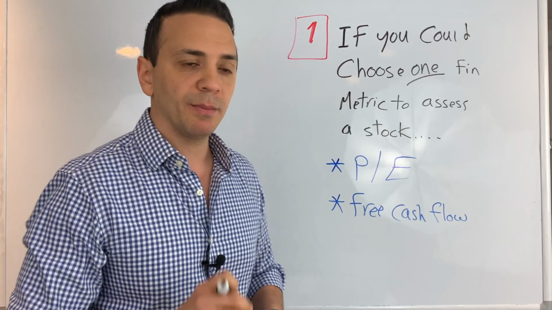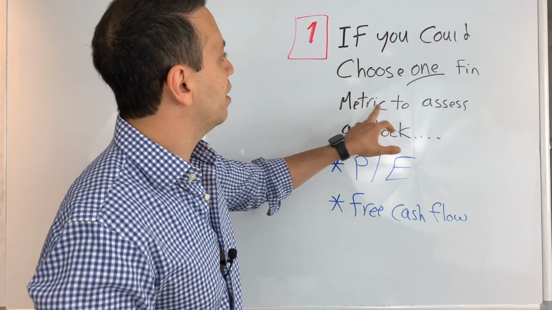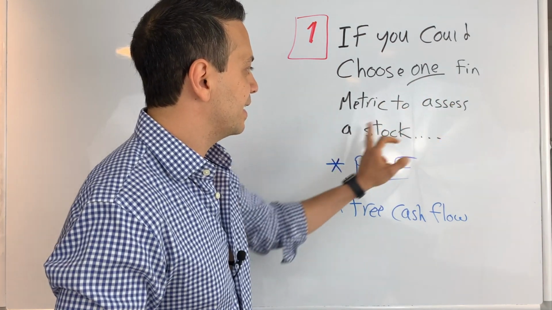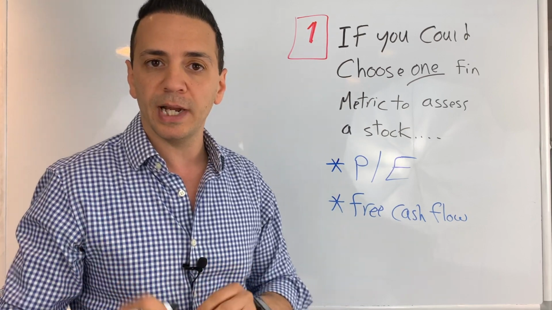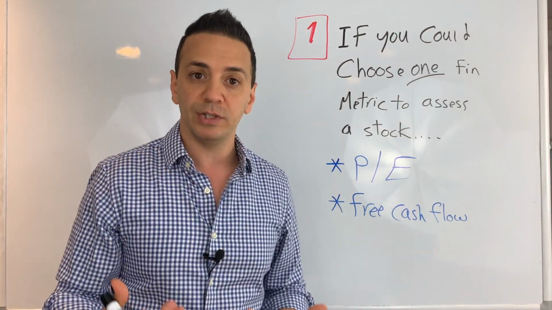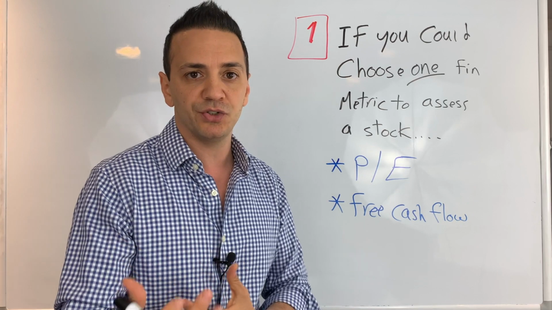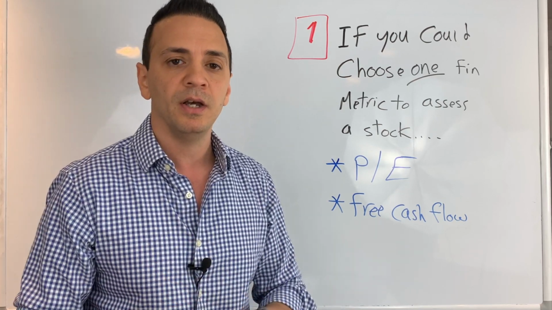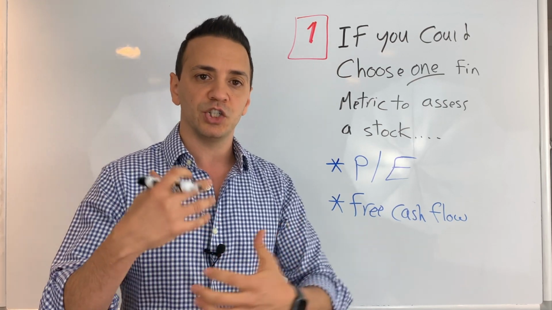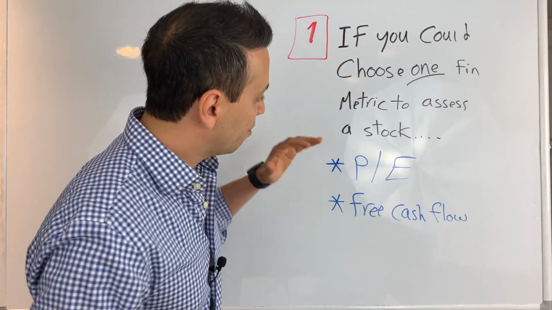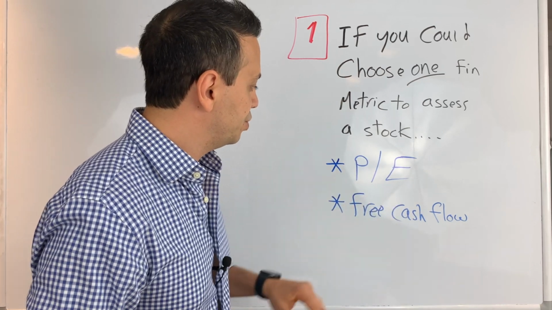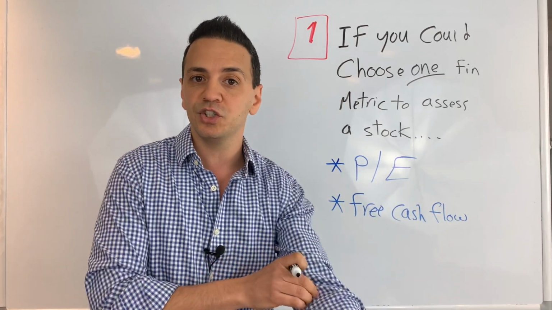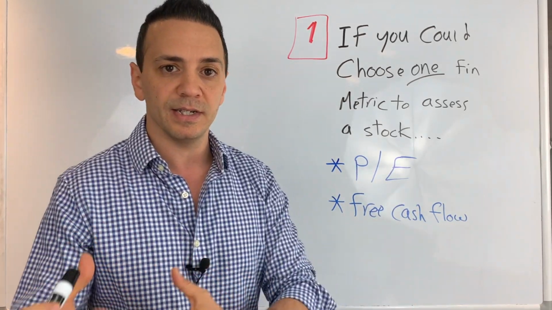All right, so question number 1 on my list, the question goes, if you could choose one financial metric to assess a stock, what would it be? And so basically to this question, there's a couple of different good answers. So basically you have to come up with the answer before the interview, come up with a financial metric that you can stand behind and defend and explain to the hiring manager and just be able to speak to it. So from my perspective, the 2 financial metrics that I would choose is price to earnings ratio and free cash flow. And so basically just be able to explain what this is to the hiring manager.